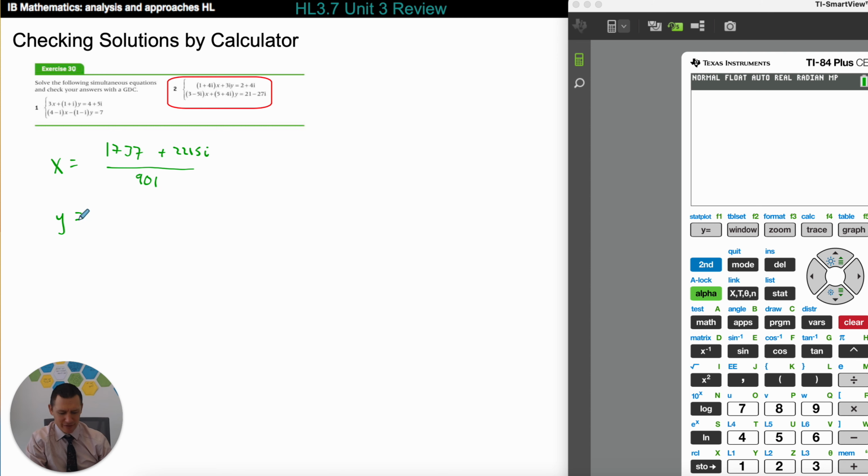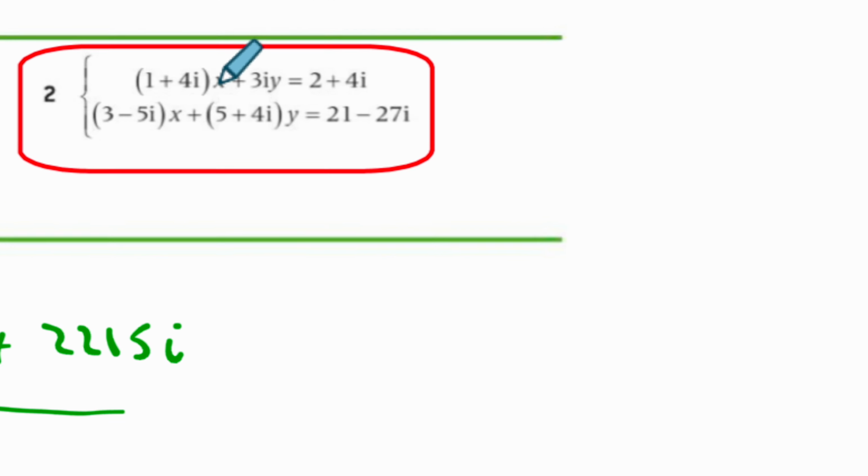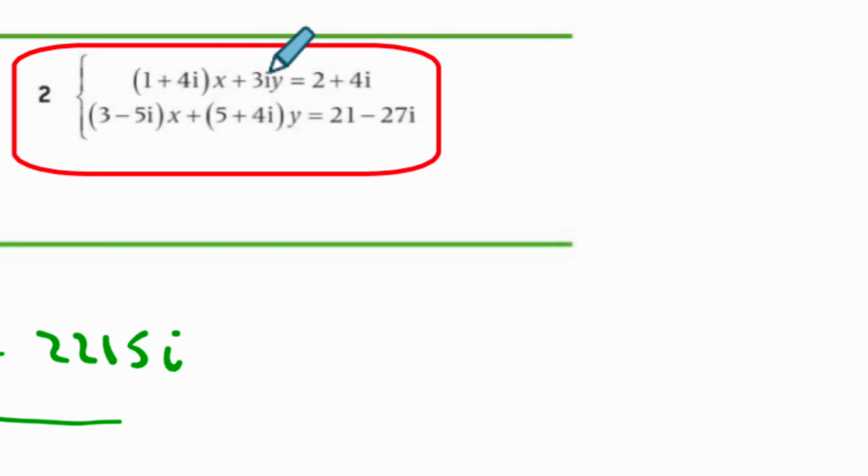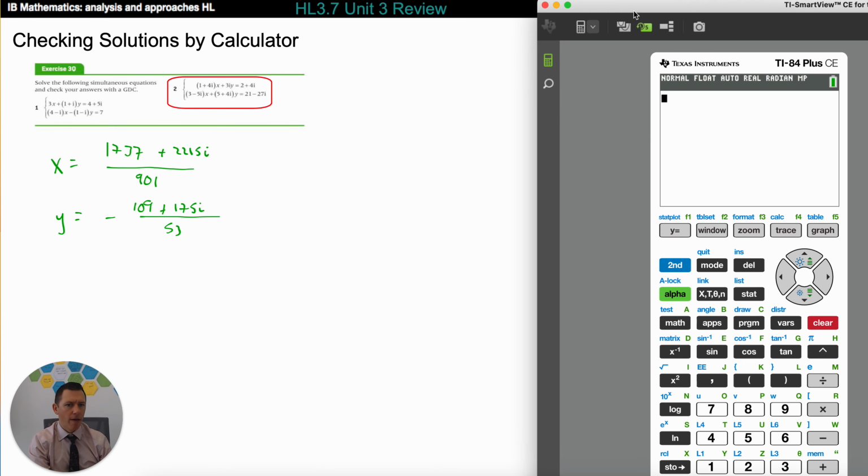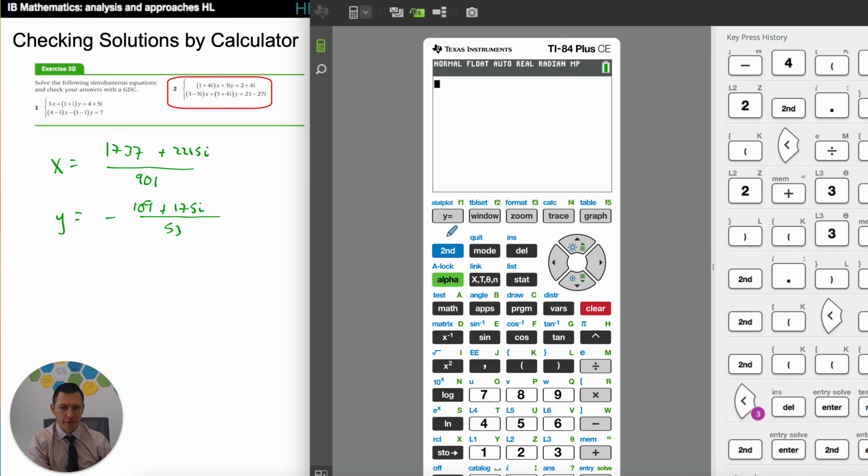And the y values are negative 109 plus 175i, all over 53. You have to excuse me, writing with a mouse. It's kind of slow. So I think that those are my two solutions. What we can do is actually put them in for this and this, and we should get this out. And later we could put them in for this and this and get this out. I'm just going to do it for the first equation, just to show you.